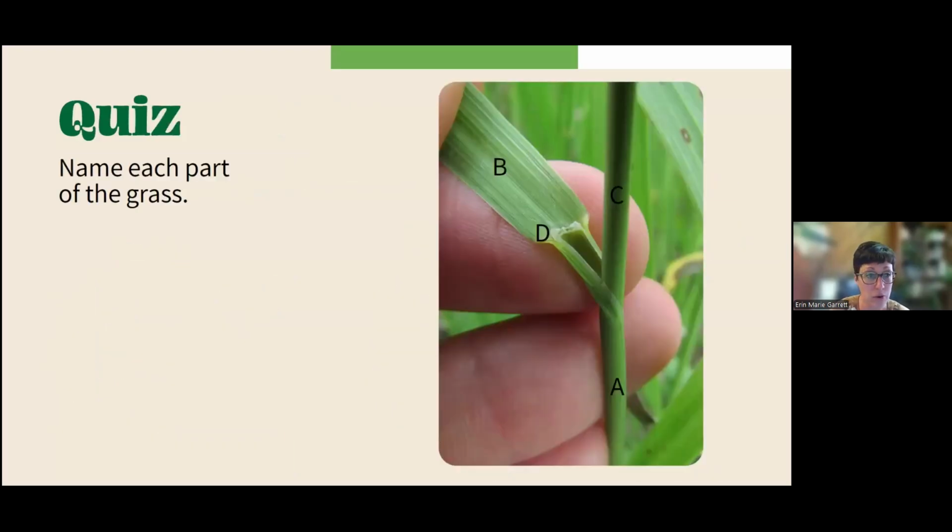Okay, we're going to do a knowledge test. We're a half hour in. I hope I haven't lost you yet. We are going to do a quiz. I have four different parts of the grass labeled here. If you want to put in the chat your answers, what you think A, B, C, and D are labeled. D is referring to this structure right here. I didn't want to put it right on top so you couldn't see it. So A down here, B, C, and D. We'll take 2 minutes. Put your guesses in the chat.